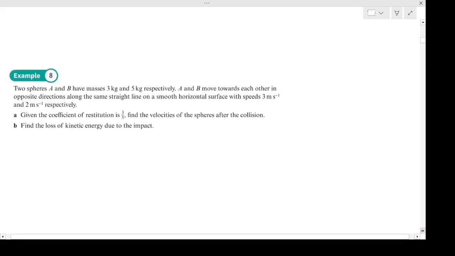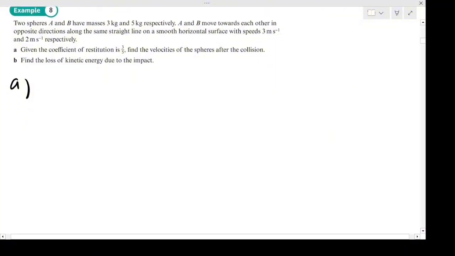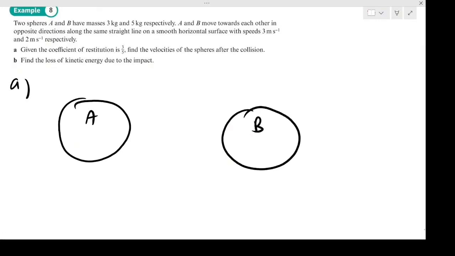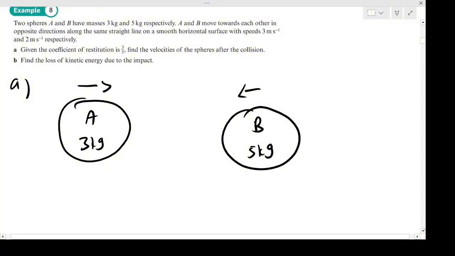Okay, then we've got this question here. So again, if we draw a diagram. This is just what we looked at at the start of the chapter. So again, we've got two spheres A and B. The mass of A is 3 and the mass of B is 5. Now, I'm told these two move towards each other in opposite directions. So A's going to go towards B like this, and B's going to go towards A like that, in the opposite direction. And their speeds are 3 and 2.